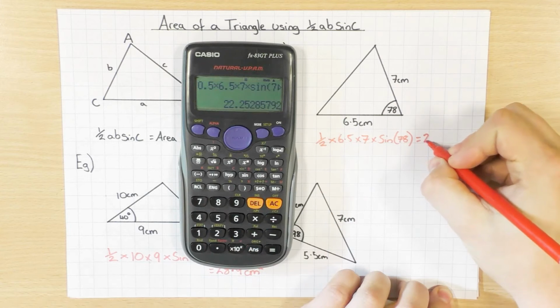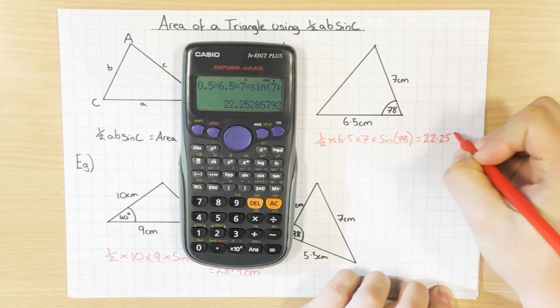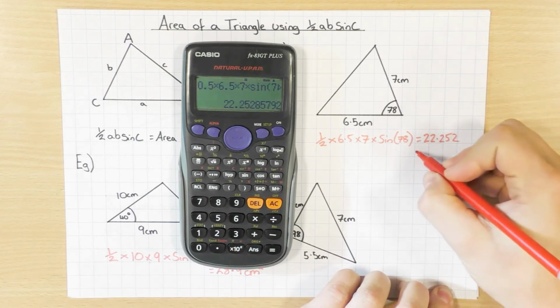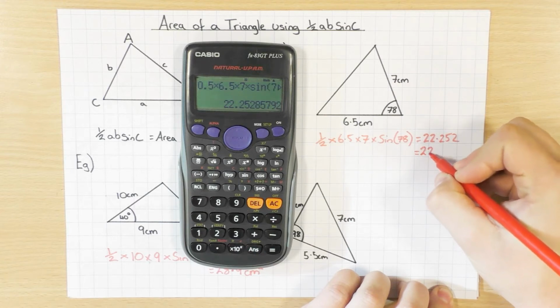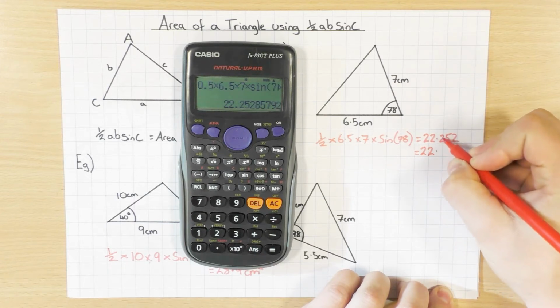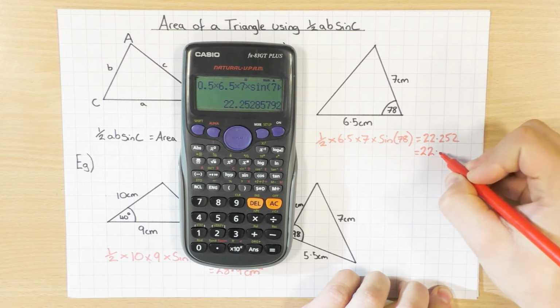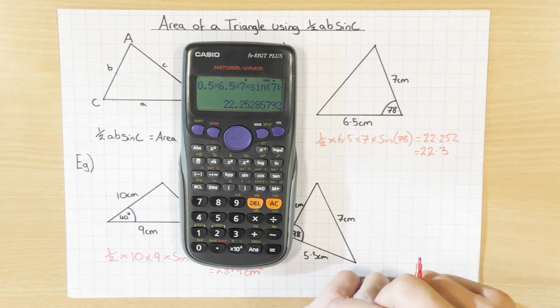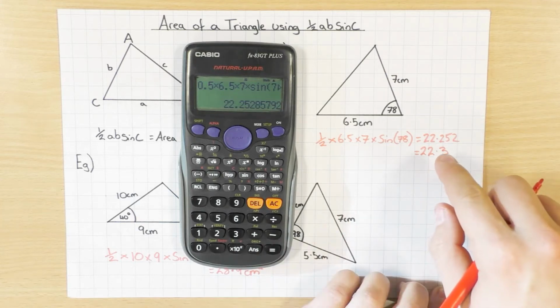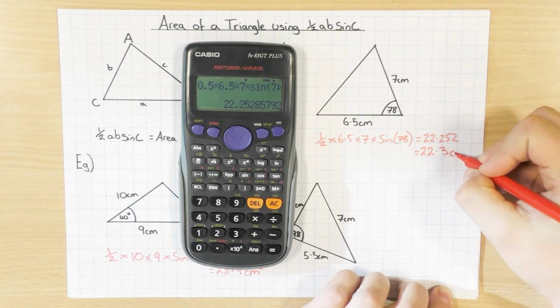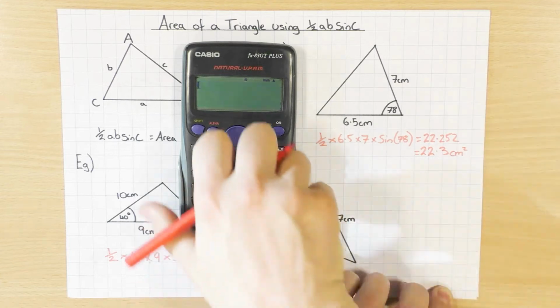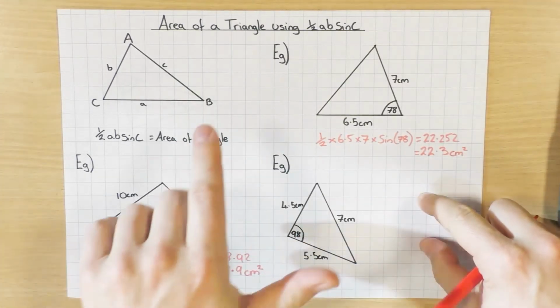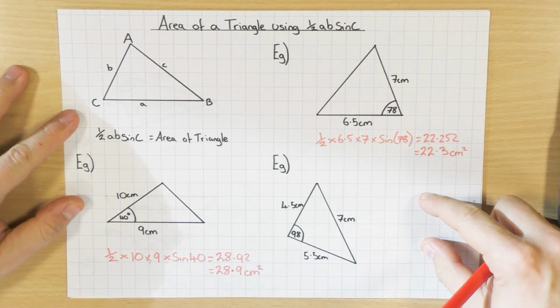And I get 22.252, etc. So again, I'm going to round this to one decimal place, which would be 22. The 5 tells me to round it up, so 22.3. Oh, sorry, I missed my units, haven't I? Centimeters squared. Okay.